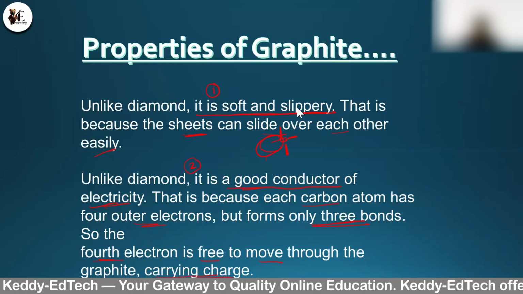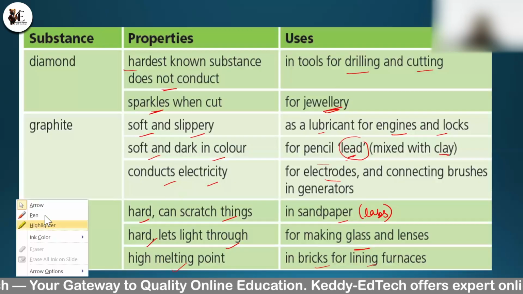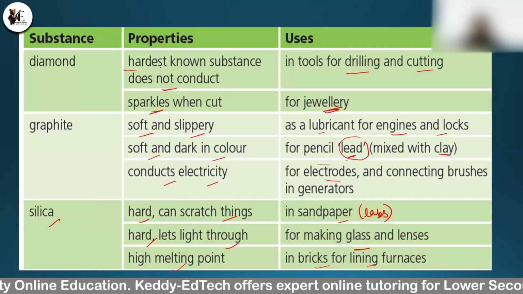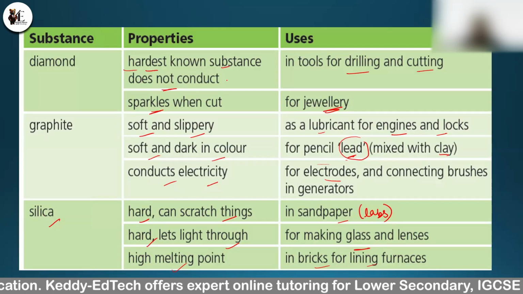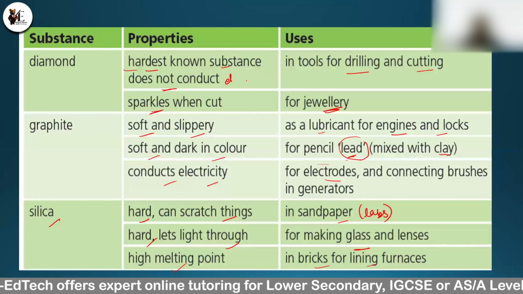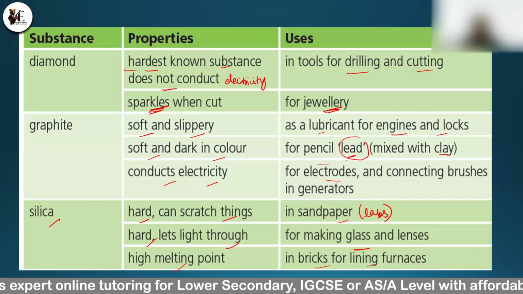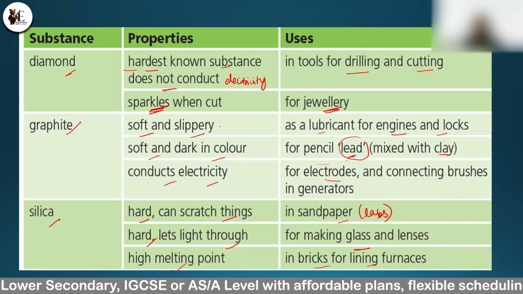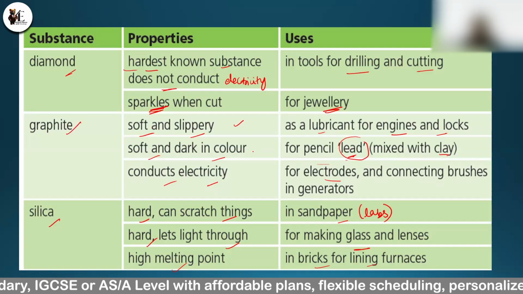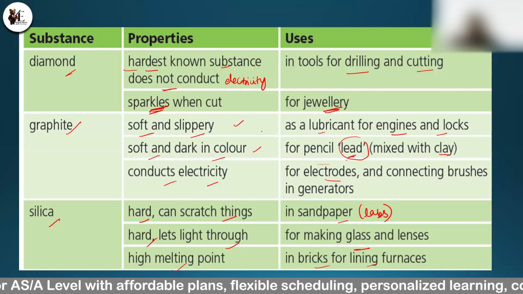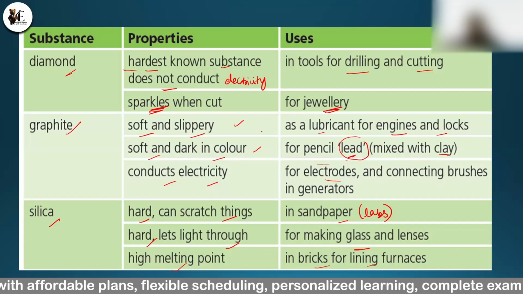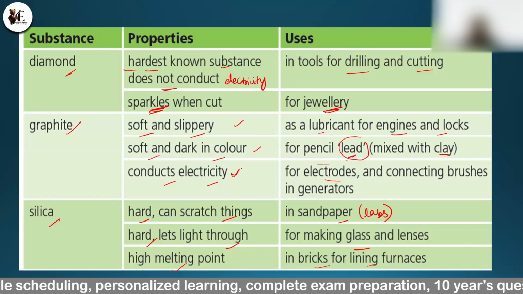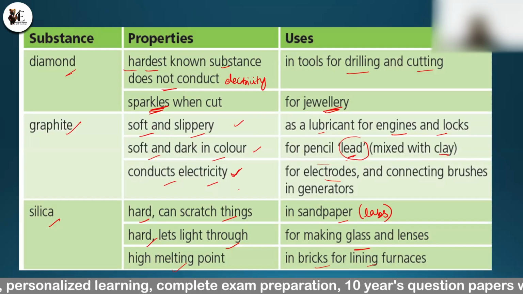So the next thing is the properties. It is a comparison of properties of diamond, graphite, and silica. Diamond is the hardest known substance. It does not conduct electricity. It sparkles when cut. You have seen diamond jewelry, right? Graphite is soft and slippery. It is soft and dark in color. Basically, the lead in your pencil is made up of graphite, so it is very soft and black in color. It conducts electricity because of the presence of a free electron in it.